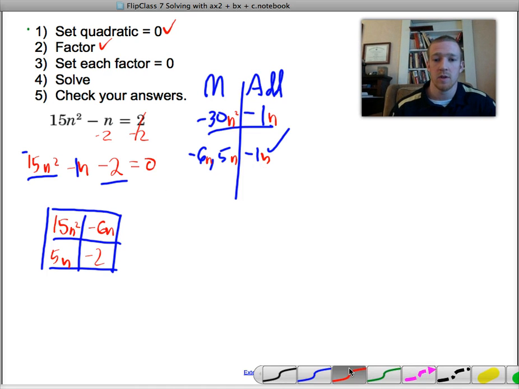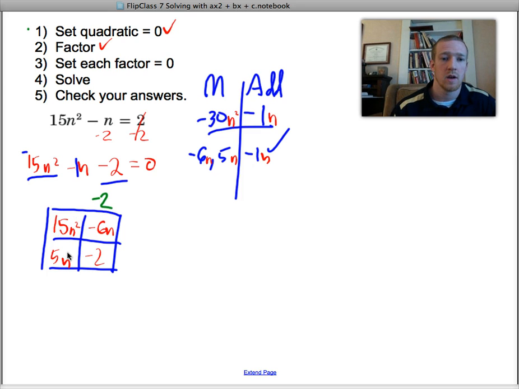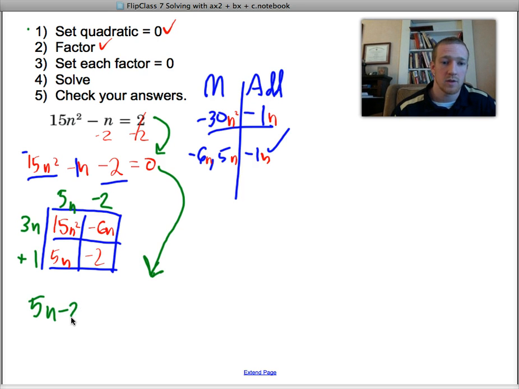So then what we're going to do is factor each. And so that's a negative 2 comes out of this. Out of these we can get a 5n. Out of these we can get a 3n. And out of these there's no common factor, so it's just a positive 1. So that gives us this, which is equal to this, is equal to this. 5n minus 2 times 3n plus 1 equals 0.